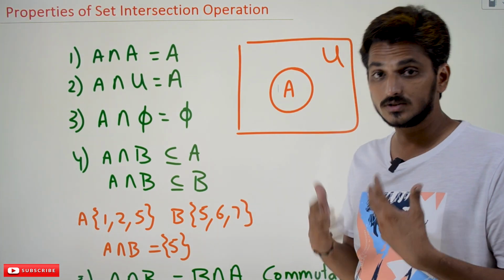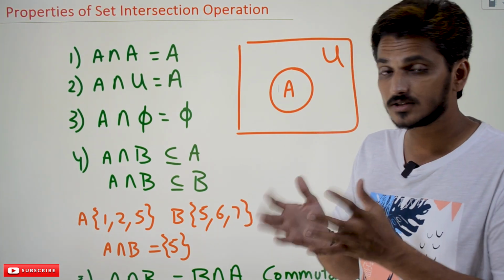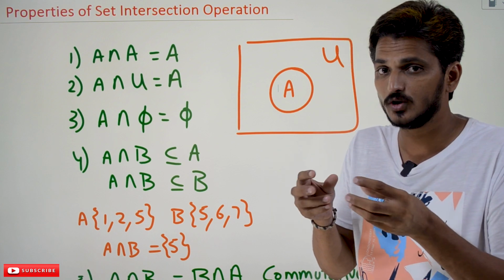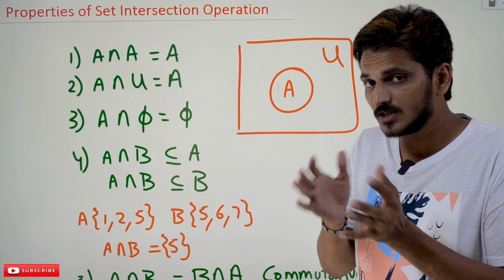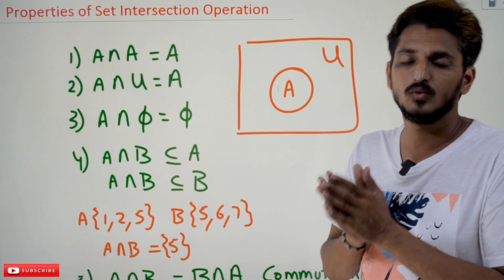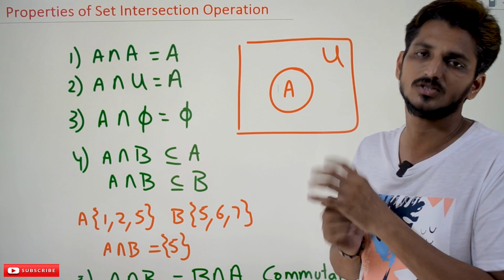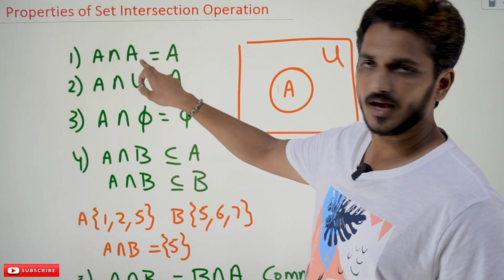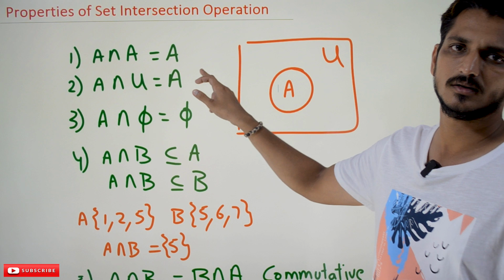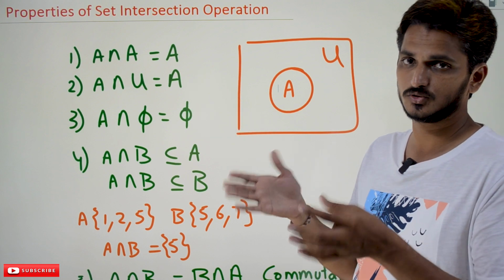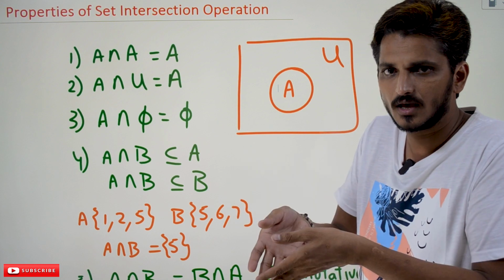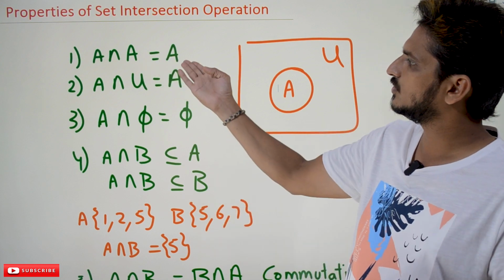You already know what set intersection means. Intersection means we are having common elements. Set intersection takes the common elements present between the two sets. We write it as A intersection B. So now A intersection A equal to A. A intersection A means you are getting all the elements in A. So that is equal to A.